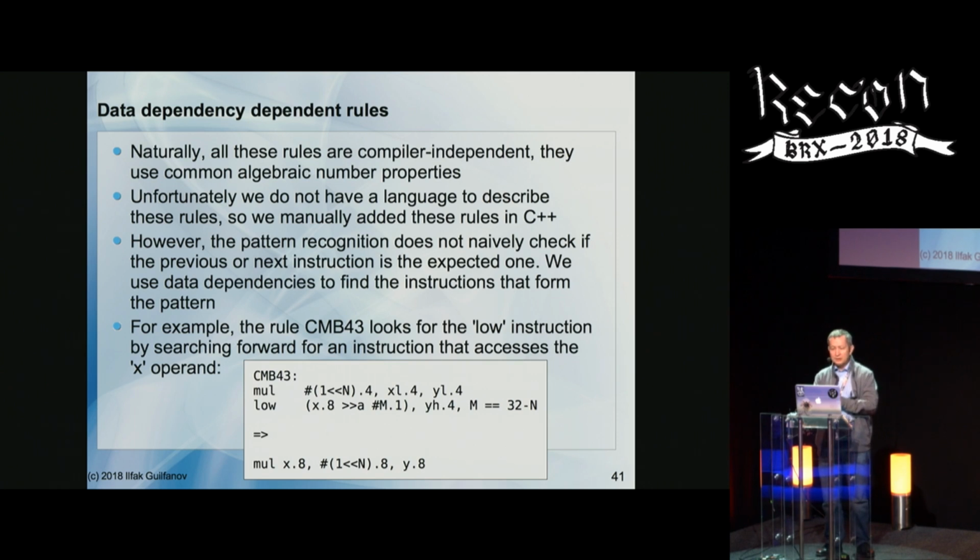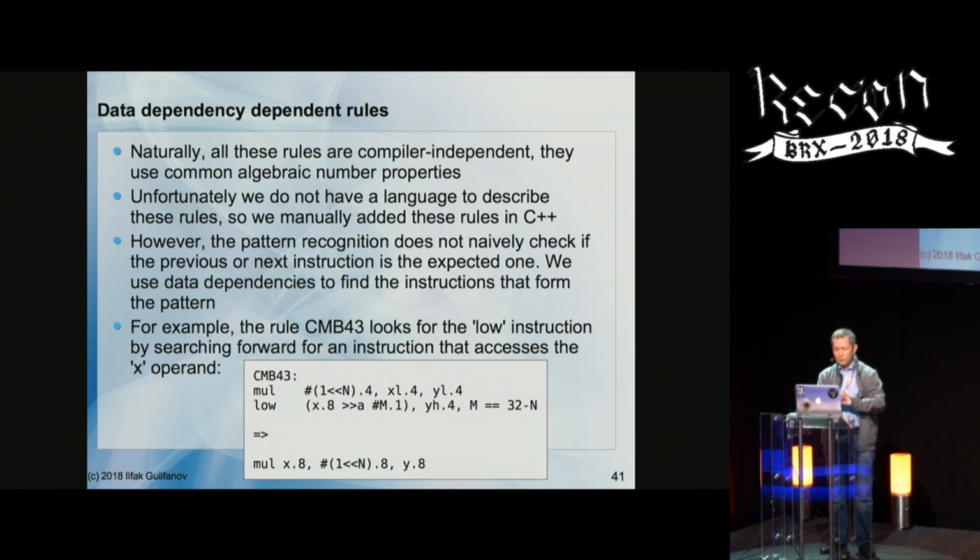Of course, the rules that we use should be not that stupid. When we talk about pattern matching, yes, we do use some pattern matching in the decompiler. We don't naively apply a pattern to the code for matching. For example, if you have a pattern, here we have rule number 43, it says multiplication, and after the multiplication, there should be the low instruction. We don't compare mul and then low.